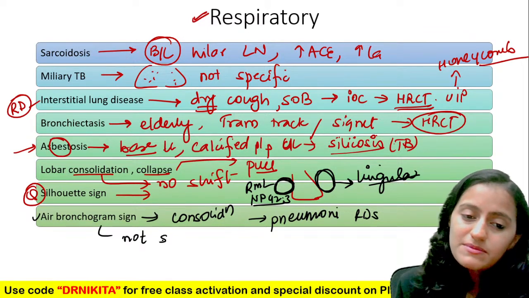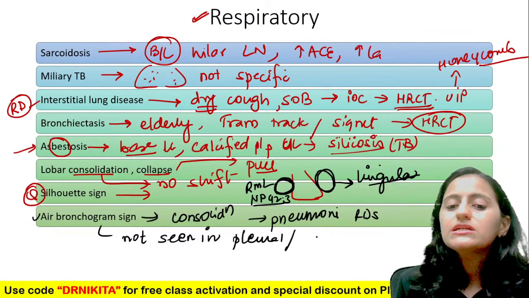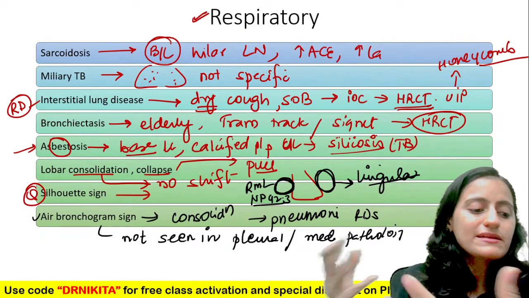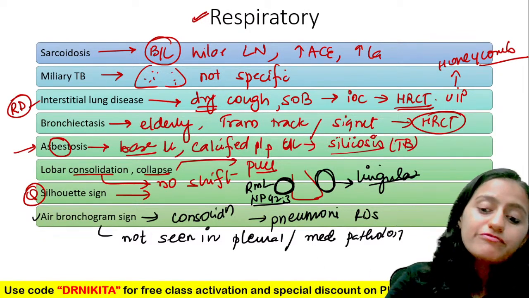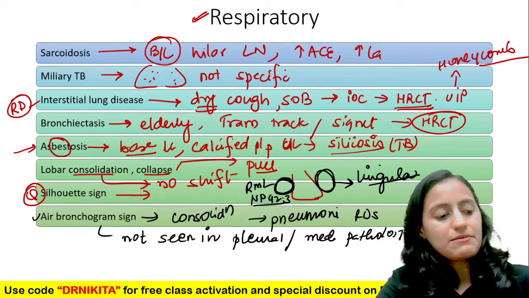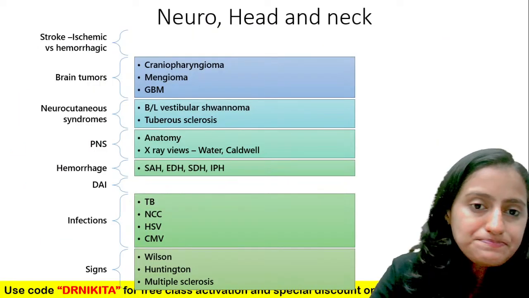Most important to remember is air bronchogram is not seen in pleural or mediastinal pathology. It is not seen in extraparenchymal pathology. It is a sign of intraparenchymal pathology. Okay. Going on to the next one.